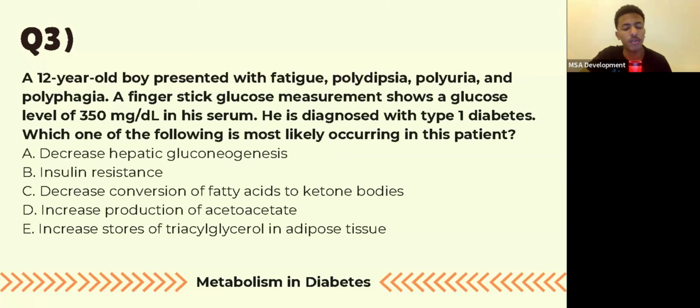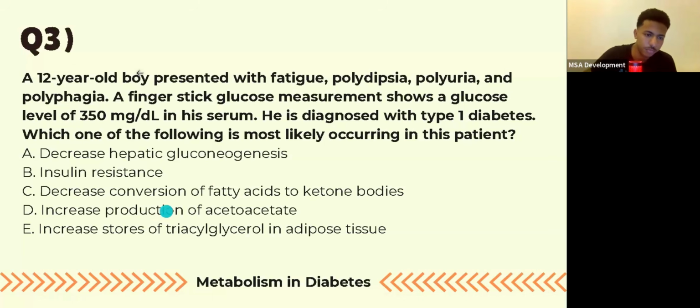Question 3. A 12-year-old boy presented with fatigue, polydipsia, polyuria, and polyphagia. A finger stick glucose measurement shows a glucose level of 350 milligrams per deciliter in his serum. He is diagnosed with type 1 diabetes. Which one of the following is most likely occurring in this patient? It's pretty complicated. I'll give you 5 seconds. You can pause, of course. 5, 4, 3, 2, 1.